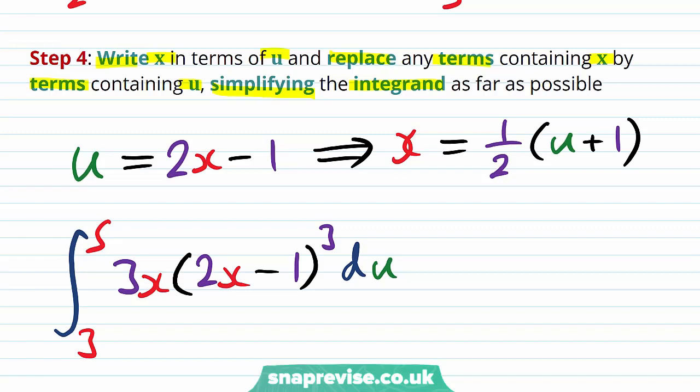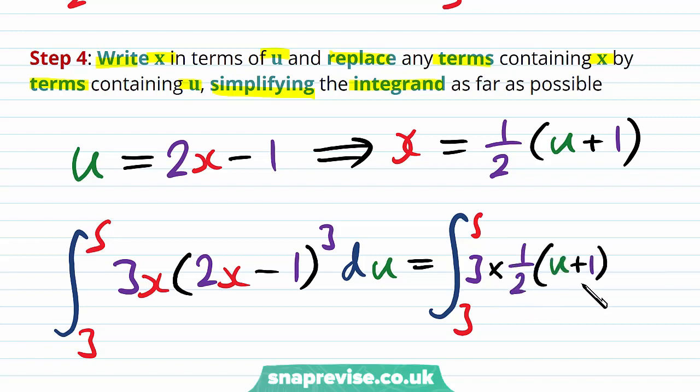And all we do now is to substitute everywhere for u. So we have the integral with the same limits, we already sorted out those before, but now we have our 3 multiplied by our x, which is 1/2 lots of u plus 1, and then we have our 2x minus 1 all cubed, well that is just u cubed, and then we have our du.